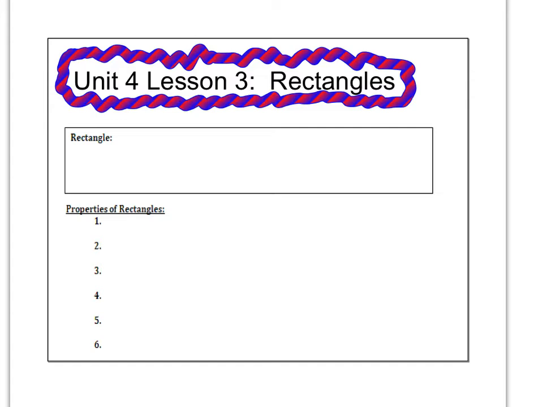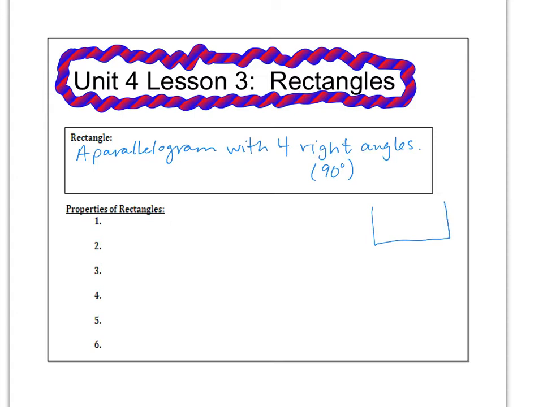But a rectangle is a parallelogram with 4 right angles. A parallelogram with 4 right angles. And remember, a right angle is a 90-degree angle. So a rectangle is going to look kind of like this. That's a rectangle. It's got all the properties that a parallelogram has, plus it has the 4 right angles.